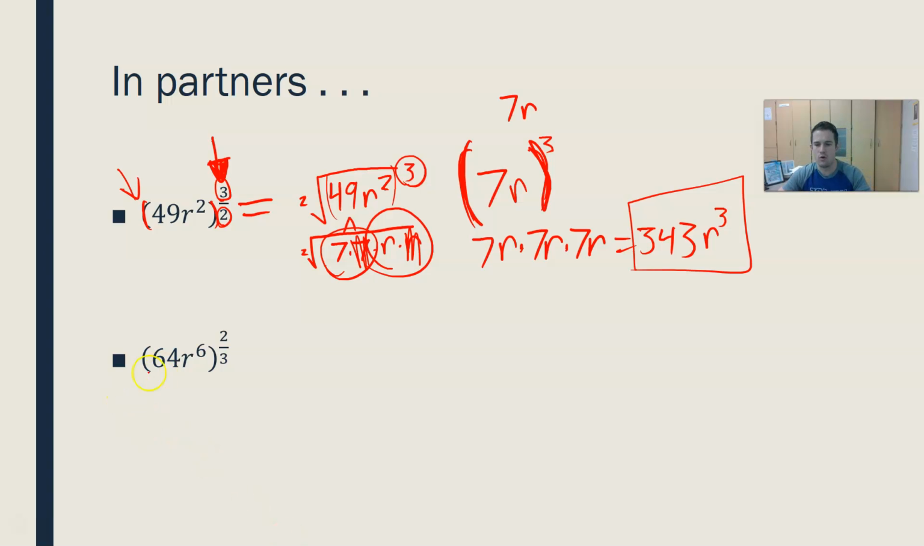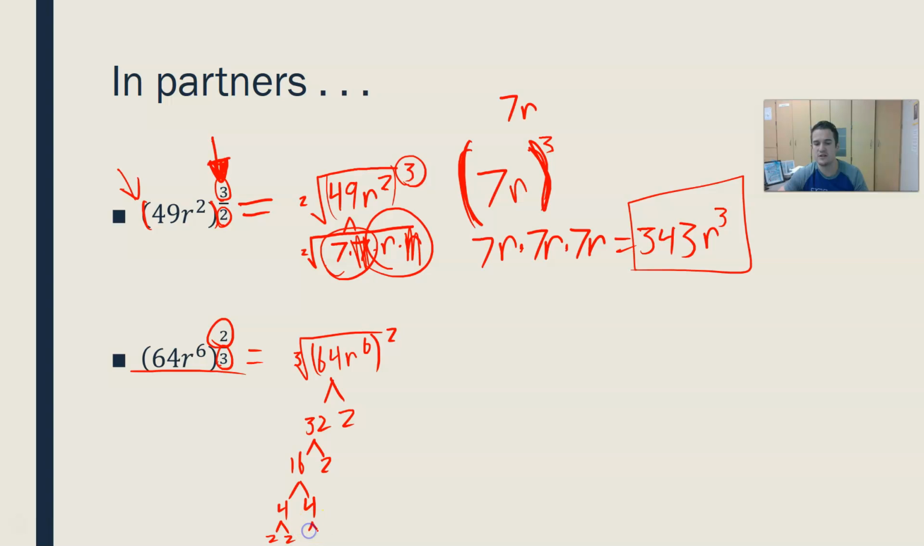Let's do one more. 64r to the 6th to the 2/3 power. When I convert that to a radical, I have 64r to the 6th under here. The number in the bottom becomes the root, so this is the cube root. The number in the top becomes the power. So when I'm finished, I'm going to square it. Well, let's find the cube root of 64r to the 6th. 64 is 32 times 2. 32 is 16 times 2. 16 is 4 times 4.